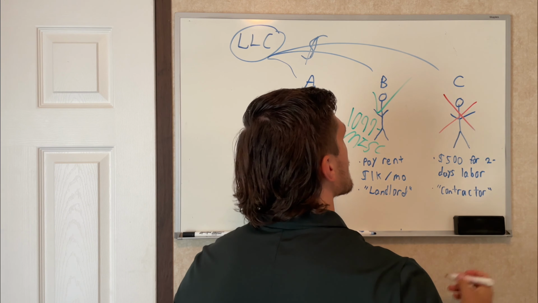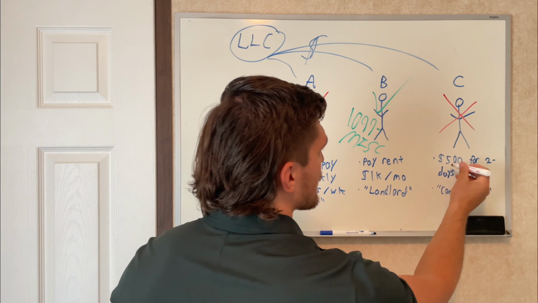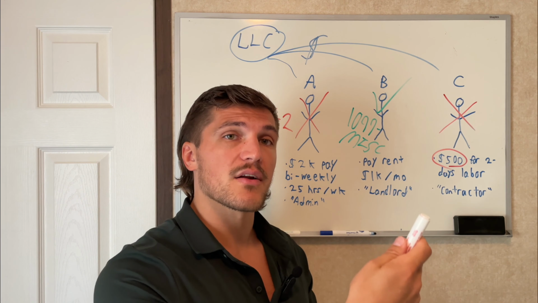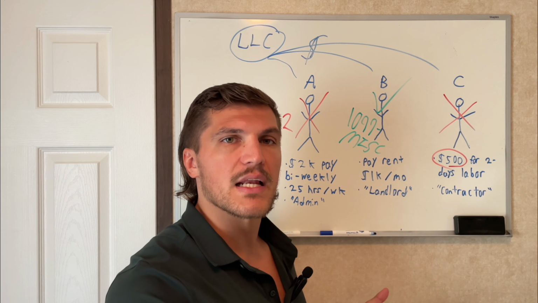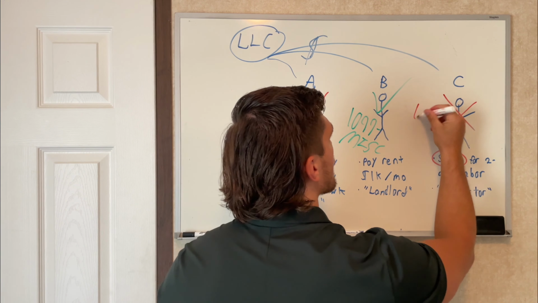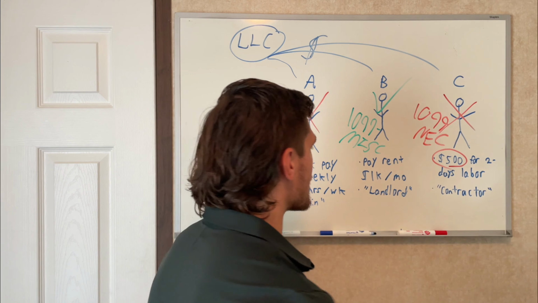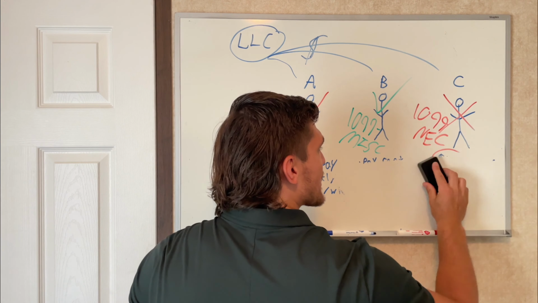I'll X this guy out because $500. Our limit is $600. So had that number been greater, then I would have been giving them a 1099 NEC. You know, I'll put it in red here. So that concludes our little 1099 or not exercise.